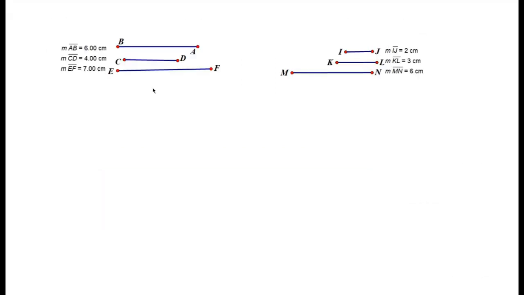On the left-hand side, I have three lengths of line segments: 6 centimeters, 4 centimeters, and 7 centimeters. Now, based on what we know, we should be able to create a triangle out of these three side lengths, because the two shorter sides, the 6 centimeter side and the 4 centimeter side, when I add them together, their sum is greater than the longest side. So 6 plus 4 is 10 centimeters. That's longer than 7 centimeters. So this should create a triangle, and let's try to do that.